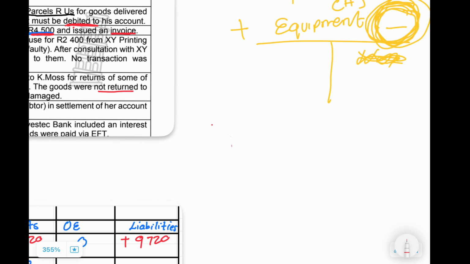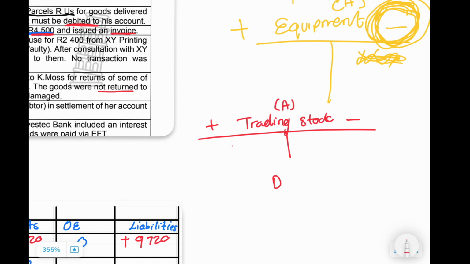So this is how we are going to do it. We said the first account which is affected is the trading stock account. Okay, trading stock account, we said it's an asset. By now you know it off by heart, and assets increase on the debit side, they decrease on the credit side. And then the second account which is affected will be debtors control, because we are dealing with a debtor. Debtors control is also an asset account, increases on the debit side and decreases on the credit side.